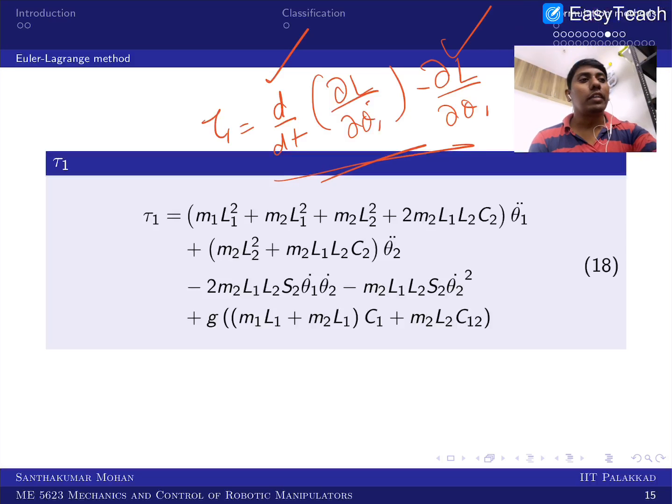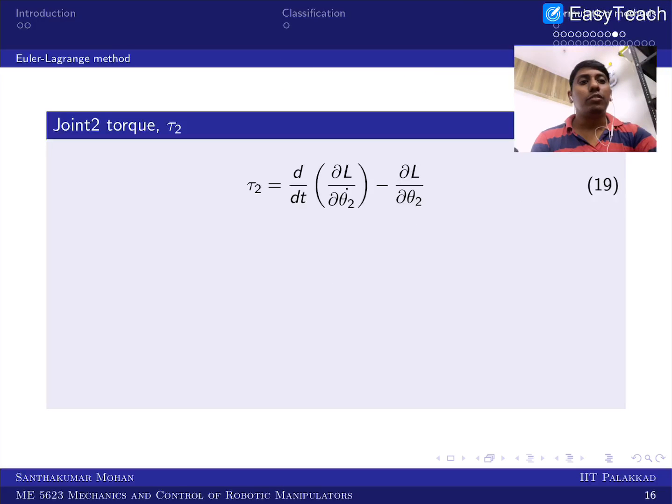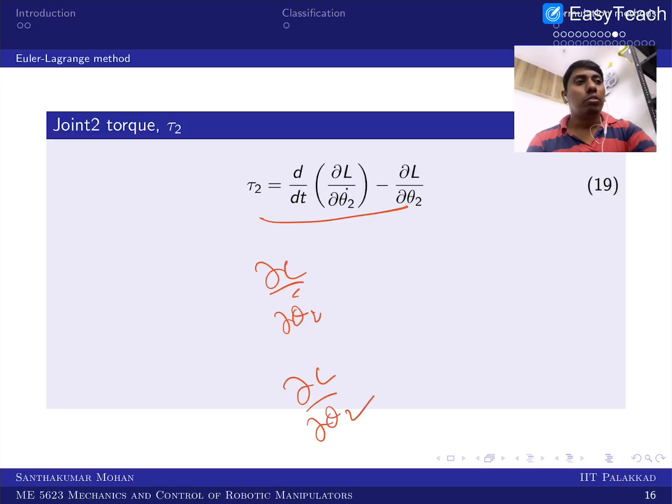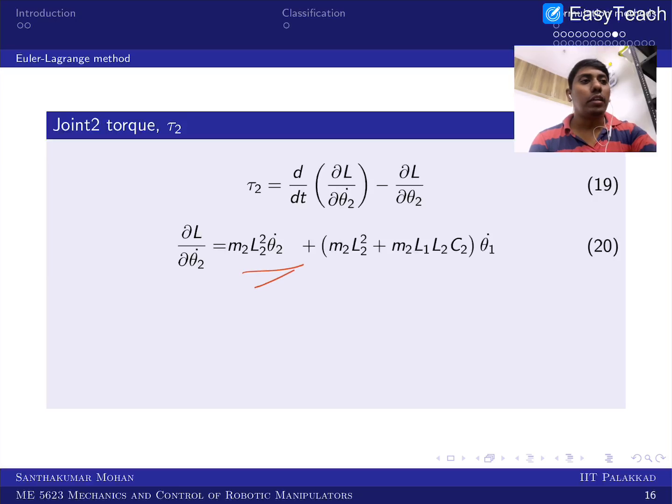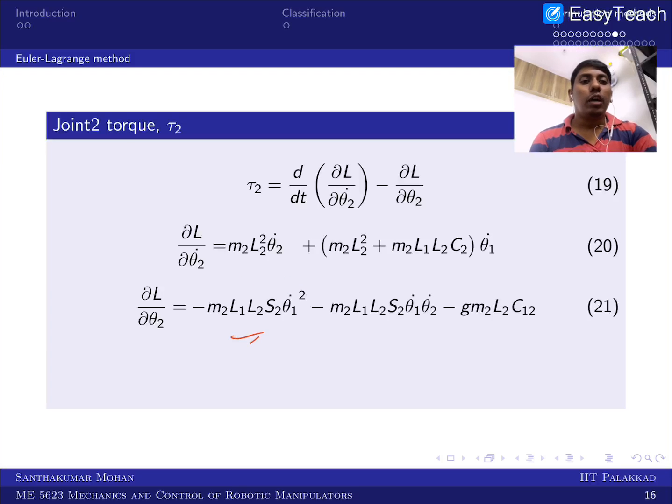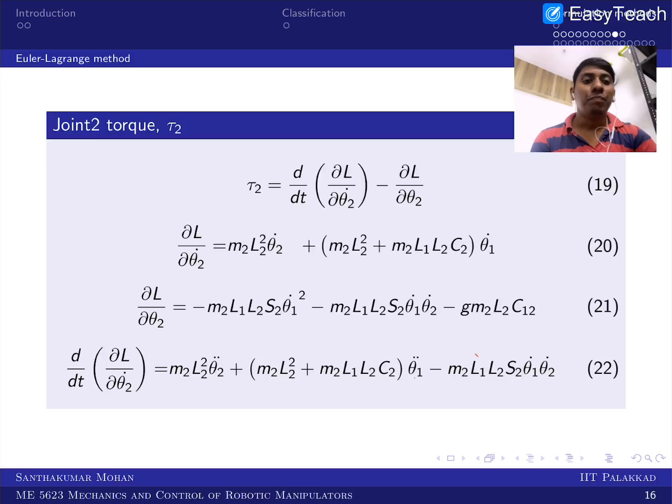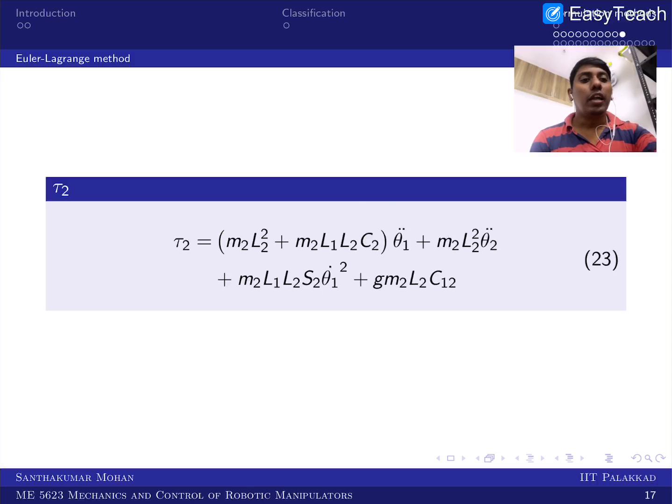Similarly, you can extend to the second equation, so you get dou L by dou theta 2 dot and dou L by dou theta 2. This is the first one, and this is the second one. Now you can take the time derivative of this. It is straightforward. This is going to be theta 2 double dot, and here you have two variables, so you will get the sub-equation. So this is dou L by dou theta 2 dot with the time derivative, and this is dou L by dou theta 2, and you can substitute, and that is how your tau 2 has come.